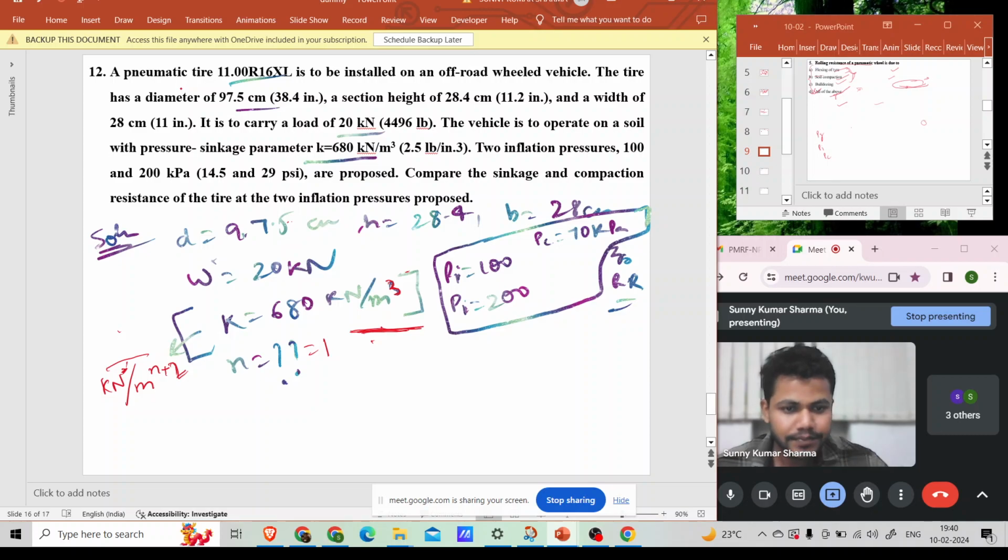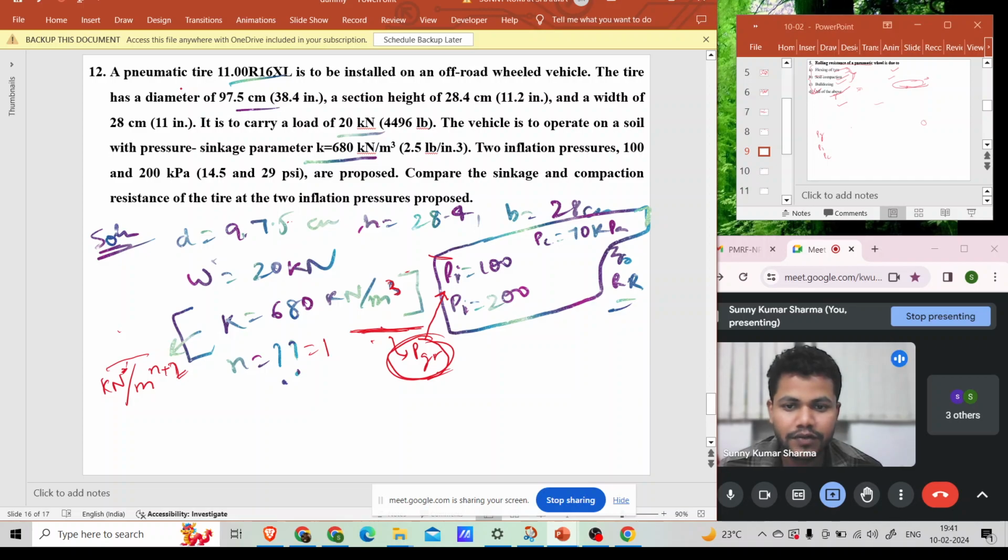First, we will calculate Z0, and after getting Z0, we will calculate RR, rolling resistance. That is the second, in both conditions. No. First, we will check the ground pressure, PGR. We will calculate the critical ground pressure. If it is greater than PI plus PC, then what will happen? The ground pressure, then it will be elastic.